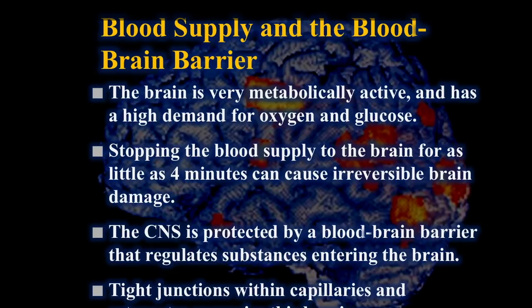And tight junctions within capillaries and astrocytes comprise this barrier. Okay, so it's the tight junctions and the astrocytes that are going to build up that blood-brain barrier. Certain things can get through relatively easy. Alcohol can get through the blood-brain barrier easily. Nicotine can get through easily. Some of your anesthetics can get through easily, but other drugs cannot pass.